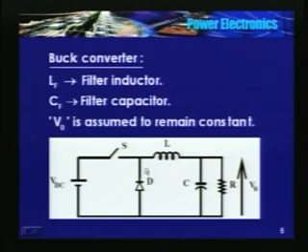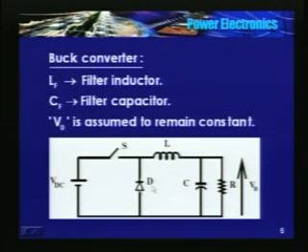So the voltage across the inductor is VDC minus V naught. At this point it is V naught and at this point it is VDC. So the equivalent circuit is a switch, VDC, L and the output stage. After some time I am opening S.